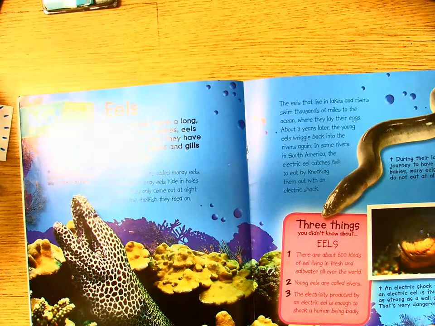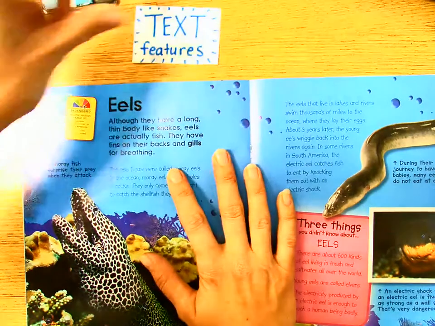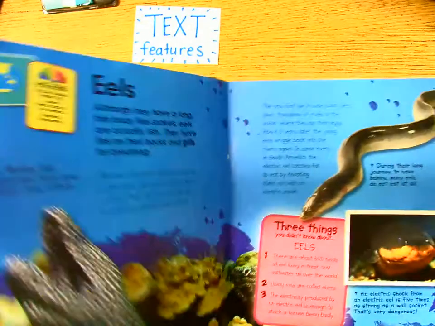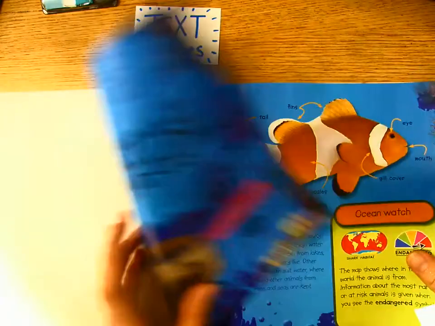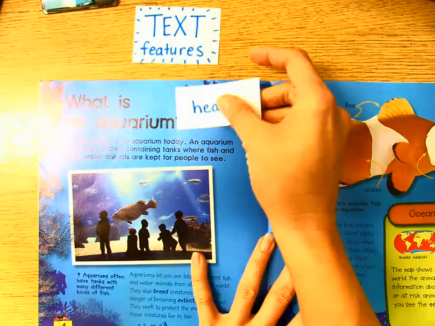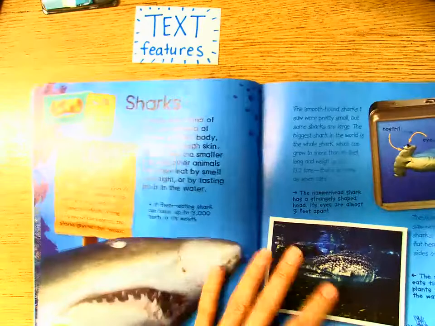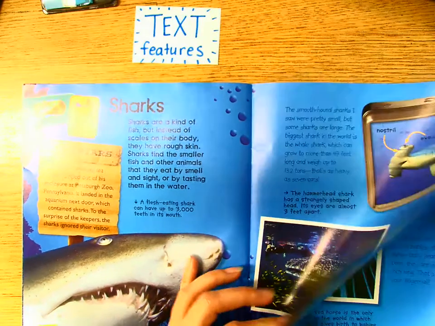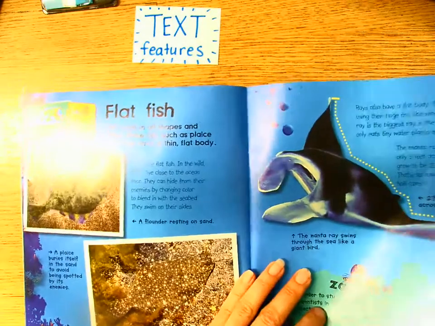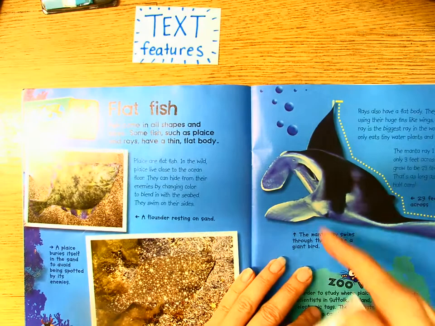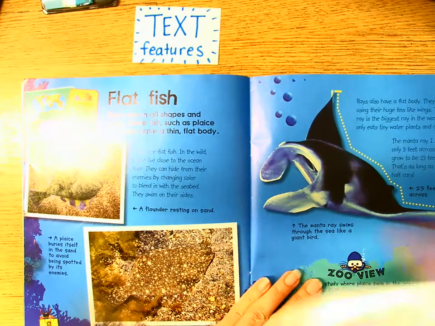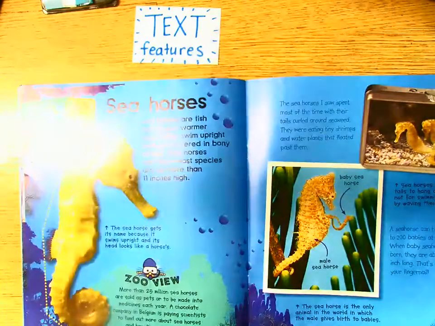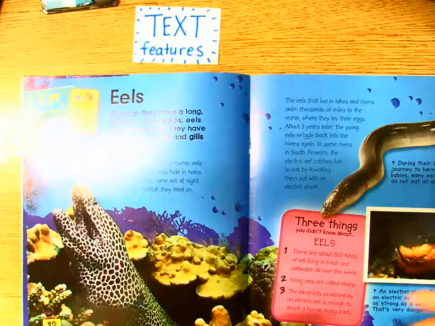So we see text features in nonfiction texts. And another text feature is a heading. And I love the headings on nonfiction text because as I'm turning and I'm reading this book, I have a heading on every page. What is an aquarium? Sharks. So I know all of this page is going to be about sharks. These headings are telling me what each page is about. Flat fish. So every picture on here is probably going to have flat fish. I can use the captions if I just want to find out quickly what this is, if I didn't already know. Seahorses. We're going to go back to our eels page.